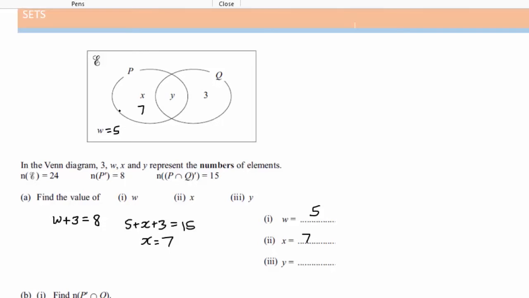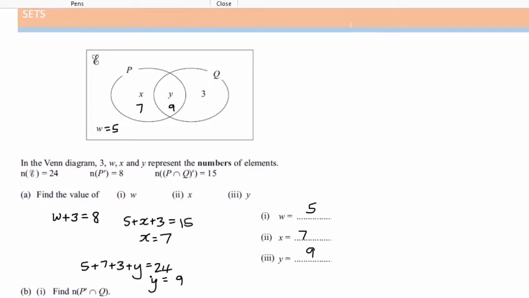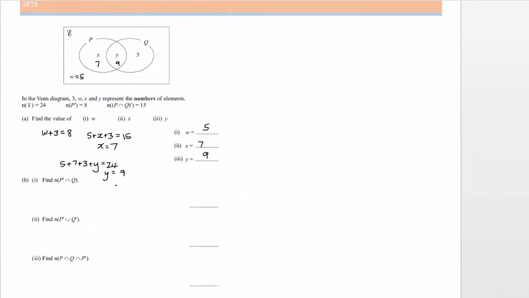We know now that there are 24 elements altogether, and so far we've got 5, add 7, add 3, add Y equals 24. This is 15, so Y must equal 9. That's everything filled in. To now proceed to part B is just identifying correct regions. P dashed intersect Q means it's in Q but not P, and there are clearly 3 elements in Q that are not in P. Straightforward.